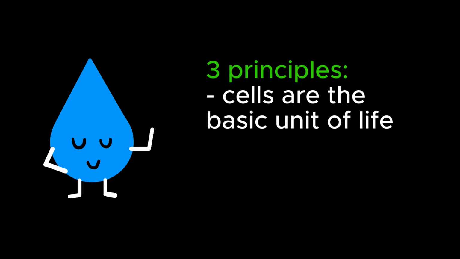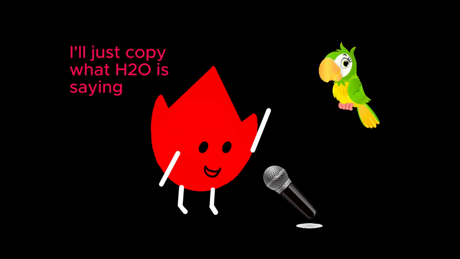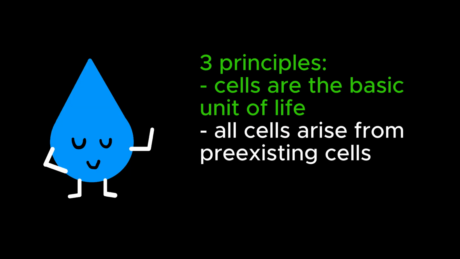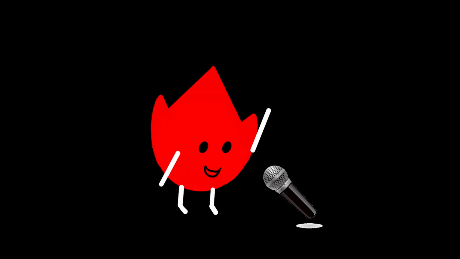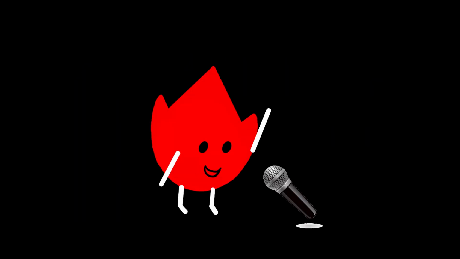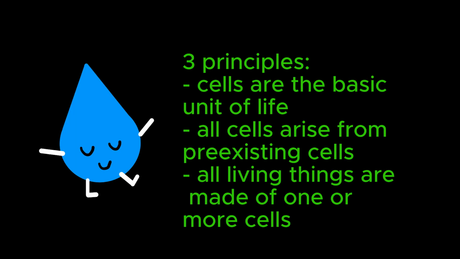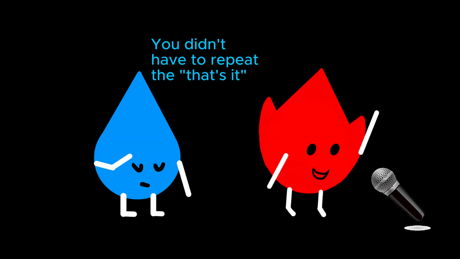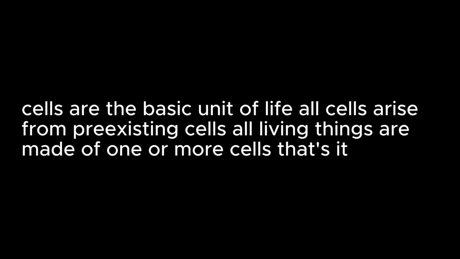Cells are the basic units of life. All cells arise from pre-existing cells. And all living things are made of 1 or more cells. That's it. Your answer was recorded.